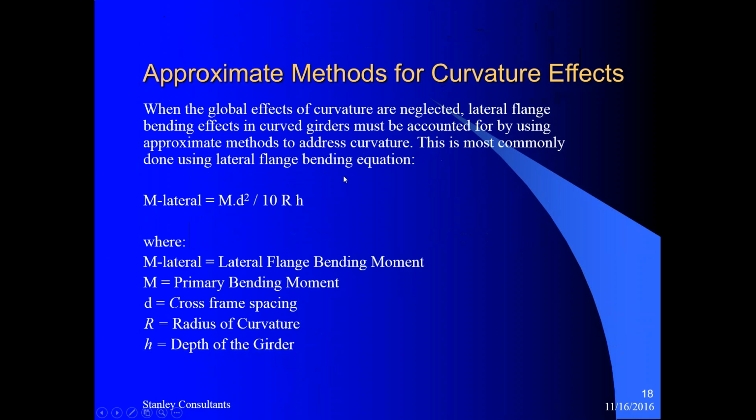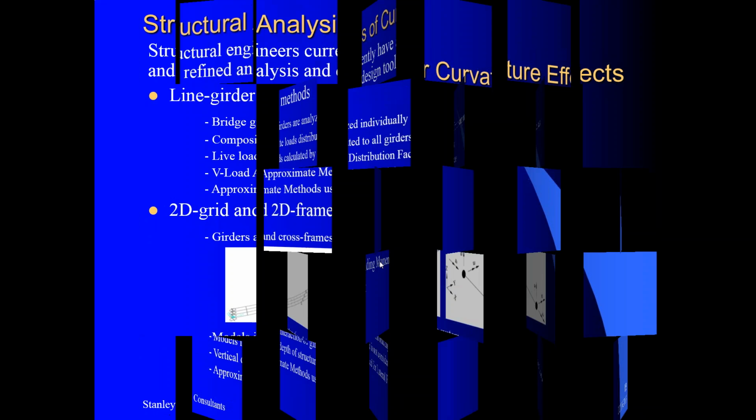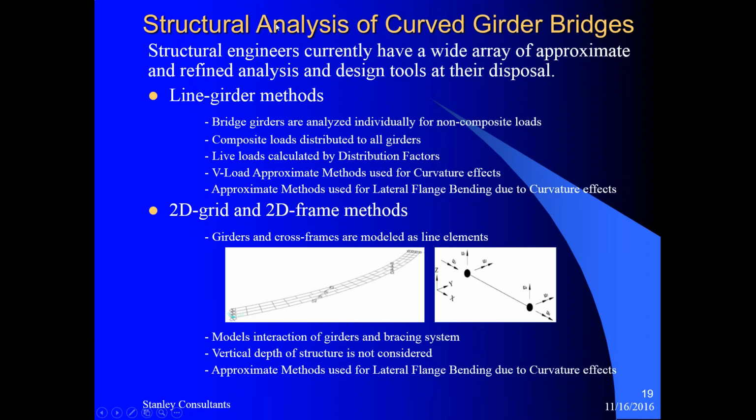So come back to the previous slide here. The point is that from this lateral moment, we can calculate the warping normal stresses by dividing the moment by the section modulus of the flange.